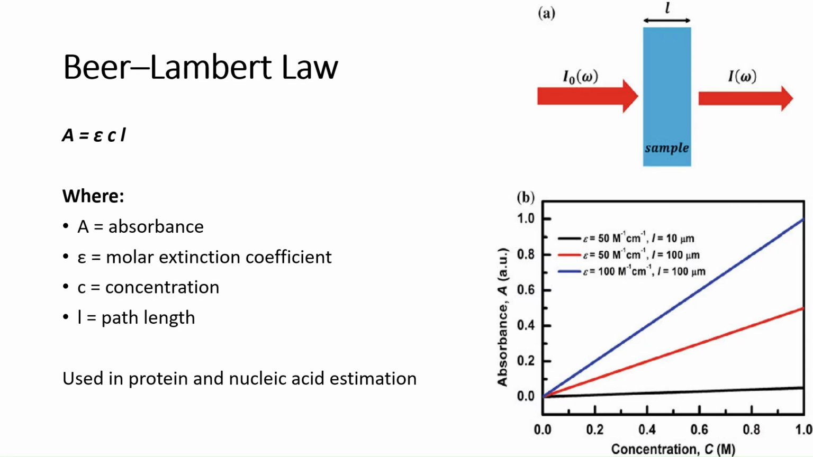Lambert law. A is equal to epsilon C l. Absorbance depends on concentration and path length. Increased concentration means absorbance increases. Double path length means absorbance doubles. Used for estimating DNA and proteins. CUET often asks numericals from this formula.